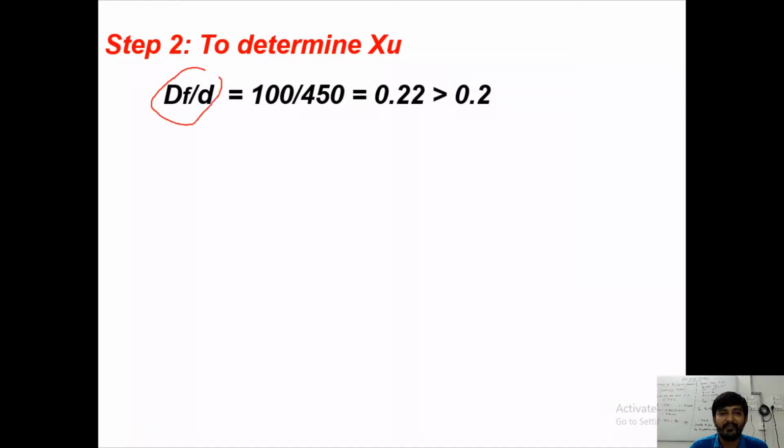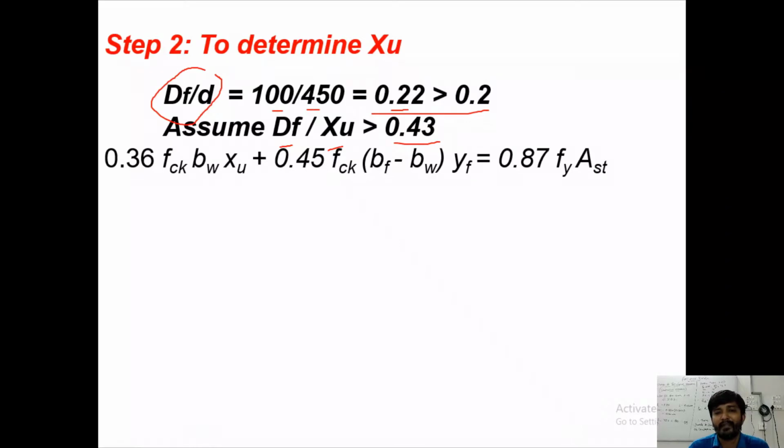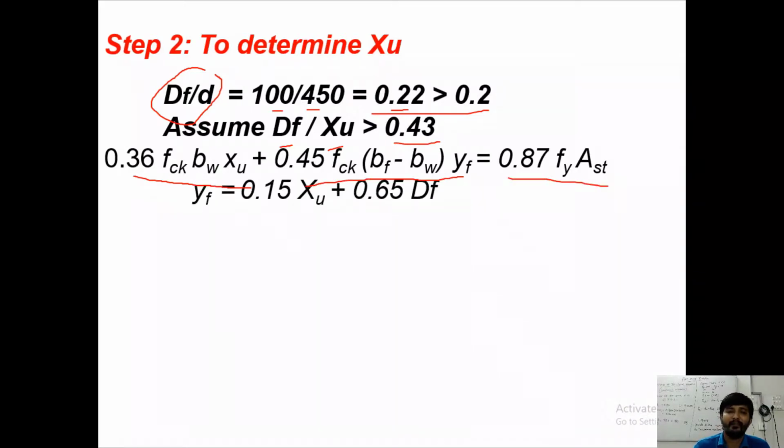So DF divided by D, 100 divided by 450, which is 0.22, which is greater than 0.2, and this will be case number 2A. So for this, assume DF divided by XU greater than 0.43. So for this case, the formula is 0.36 FCK BW into XU plus 0.45 FCK (BF minus BW) into YF is equal to 0.87 FY AST, and YF equation is 0.15 XU plus 0.65 into DF.